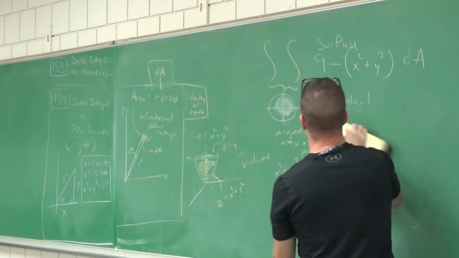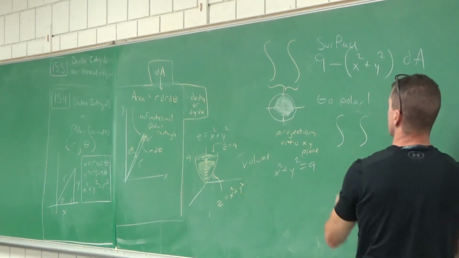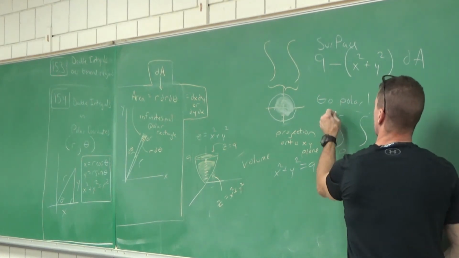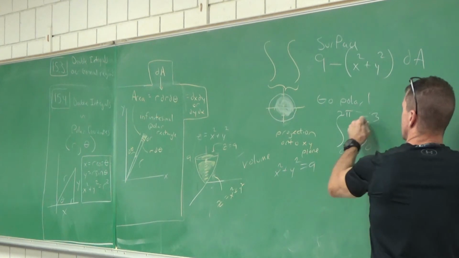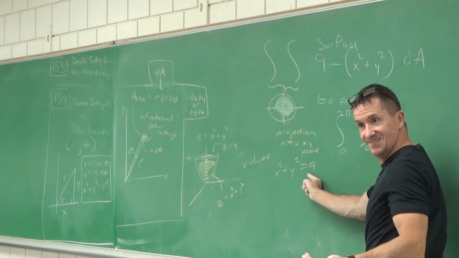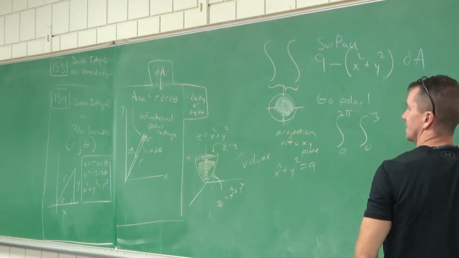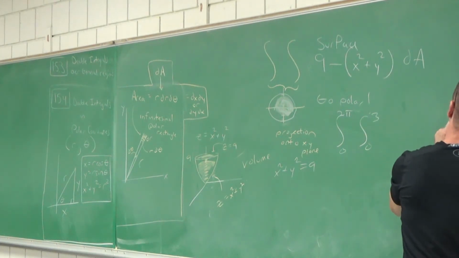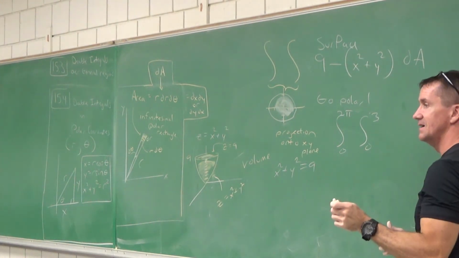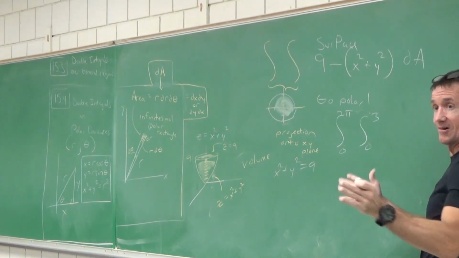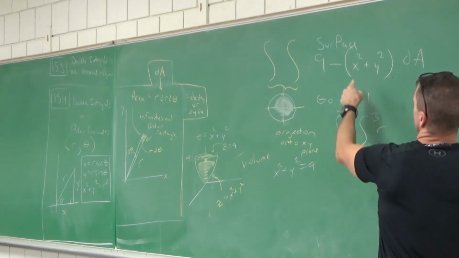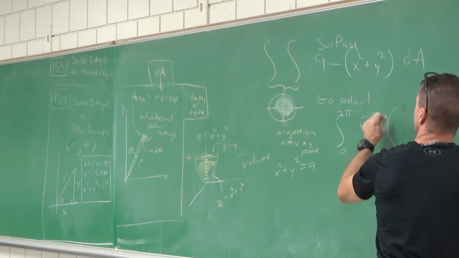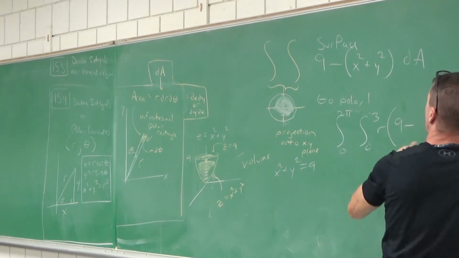Go polar, alright. You all agree 0 to 2 pi? What's the radius? 0 to 3, right? dr or d theta, what letter do I need? Automatic r, right? I'll put it in front so it stands out. There it is. Now, what does this become? 9 minus, I need some help. What would you put in place?